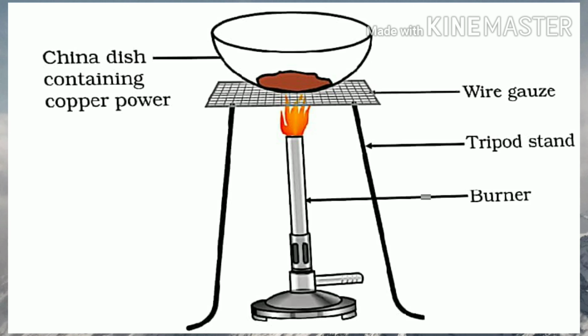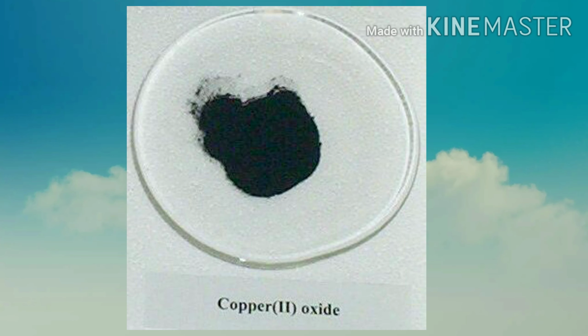Keep observing the activity. You will notice that the surface of the copper powder forms a black coat, that is copper oxide. Then you may ask, why is this black substance formed? This is because oxygen is added to copper while heating and copper oxide, a black substance, is formed.